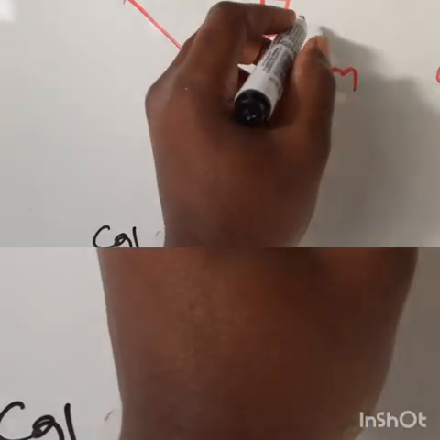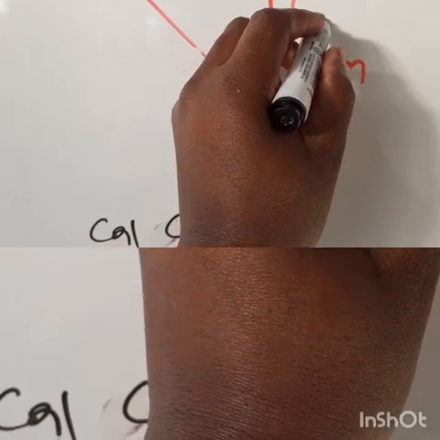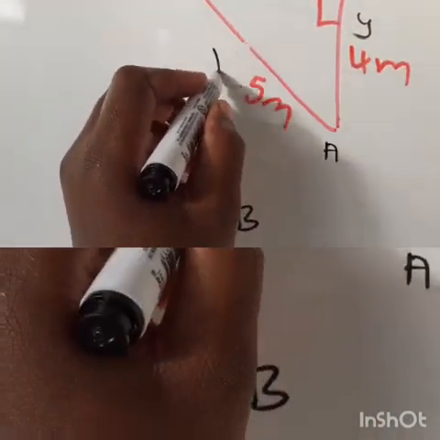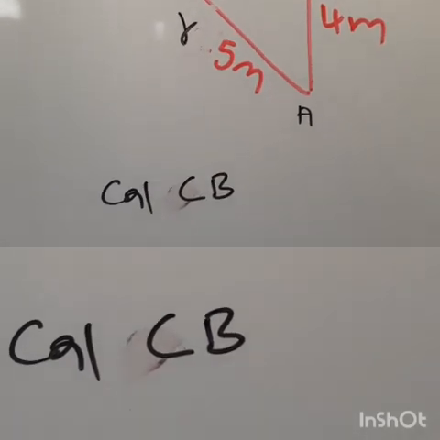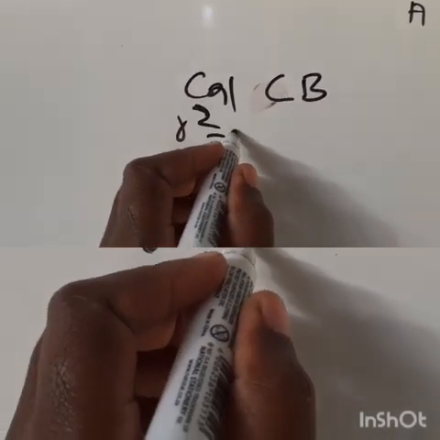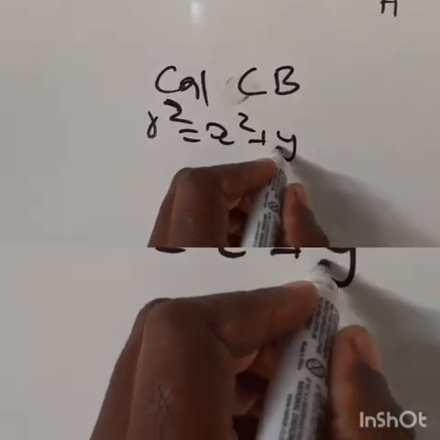This is the first line, the vertical line, it becomes the Y. This is the horizontal line, it becomes the X. This is the obvious one, which becomes the R. Okay, so my Pythagoras theorem is R squared equals X squared plus Y squared.